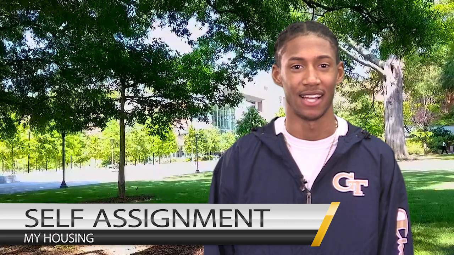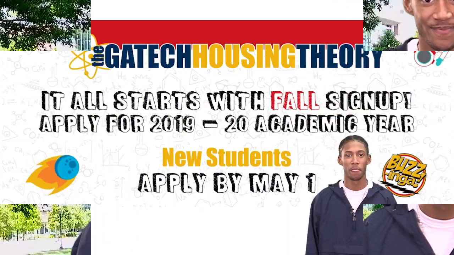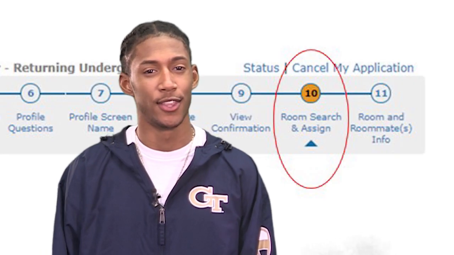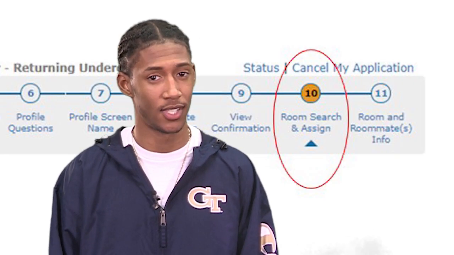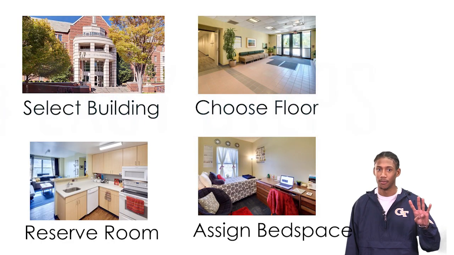Today, I'm going to walk you through the My Housing self-assignment process step by step. So pay close attention because here we go. Students who apply by the deadline will receive an email with their room selection number and the time slot. Now, the search and assign option will allow you to assign yourself and your roommate. This is done in 4 easy steps.